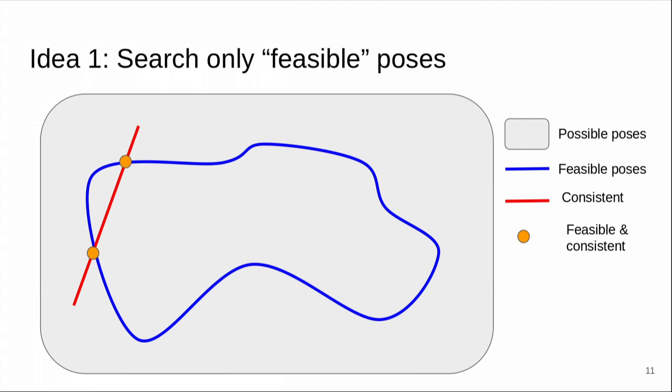If we get a different observation, that'll correspond to a different set of consistent poses. Hence, the intersection will be different. So the idea is we train up, or we learn this feasible set of poses once, and then for each different observation, we look for a different intersection.